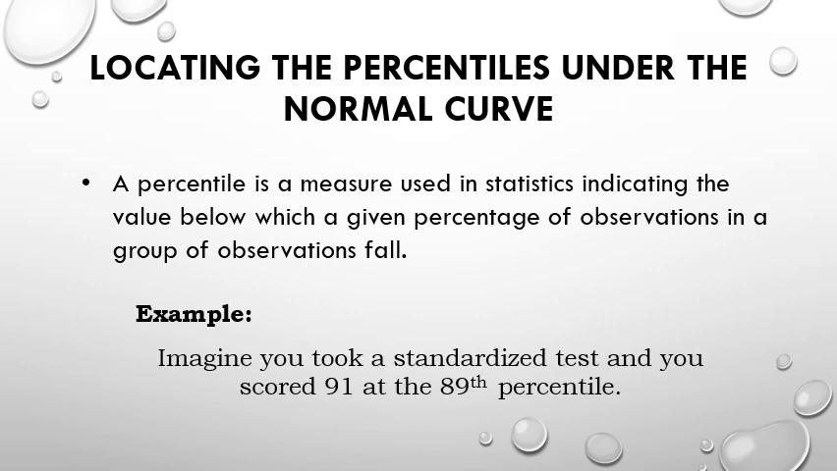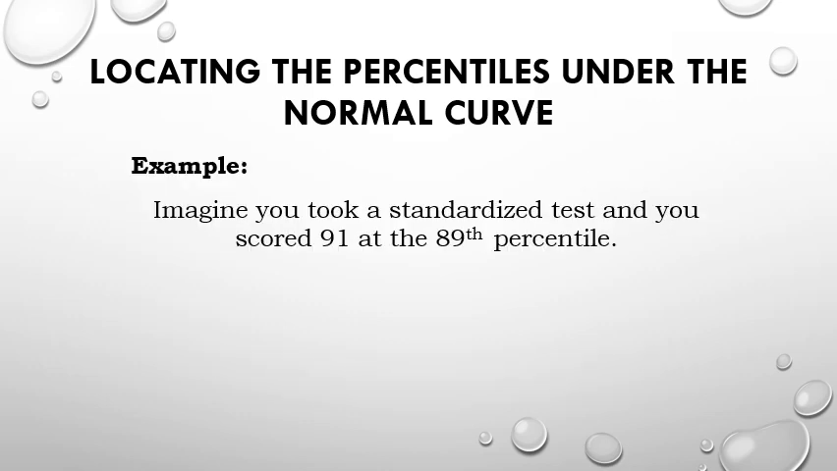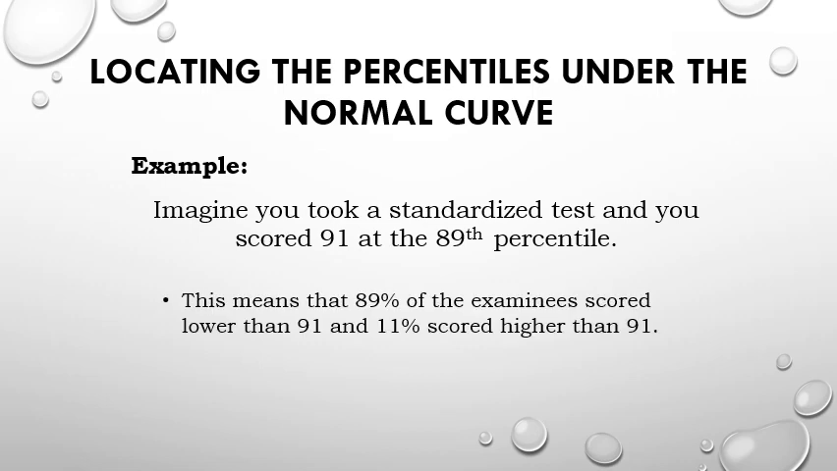Sa example, imagine you took a standardized test and you scored 91 at the 89th percentile. So, buti pasabot aning example that 89% of the examinees scored lower than your score 91. And there are 11% of the examinees scored higher than your score 91.